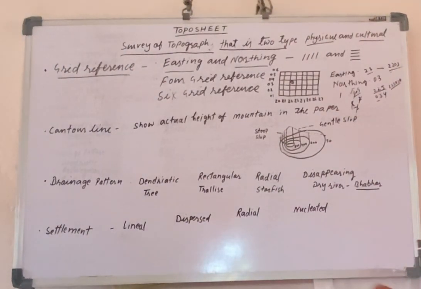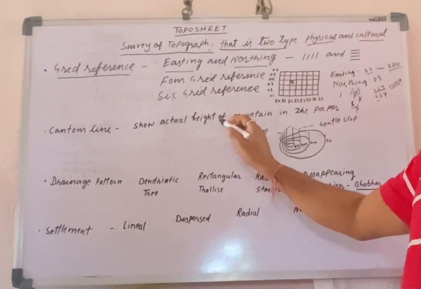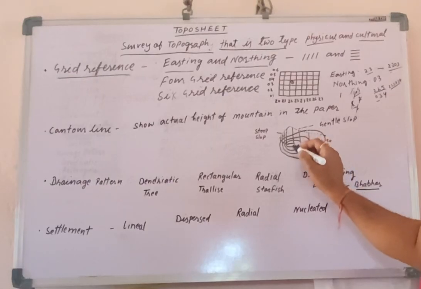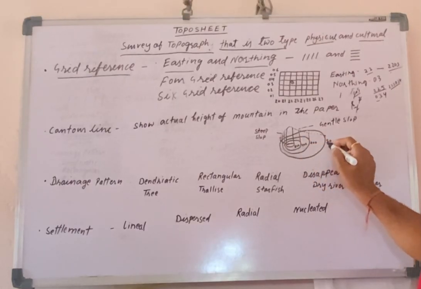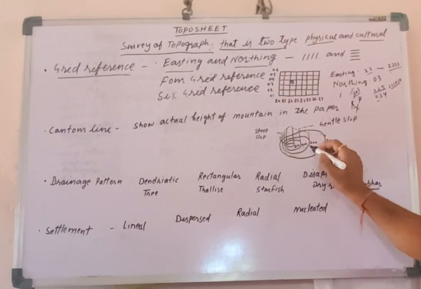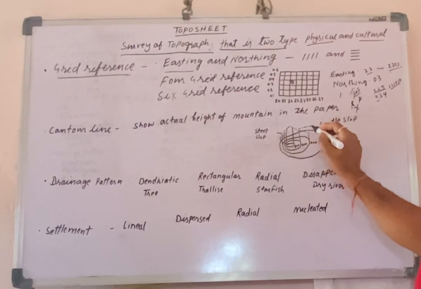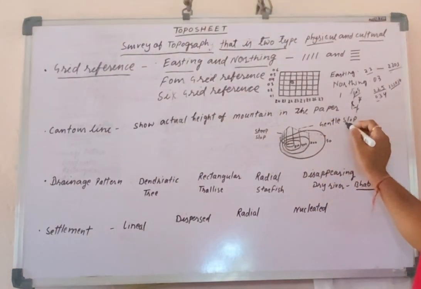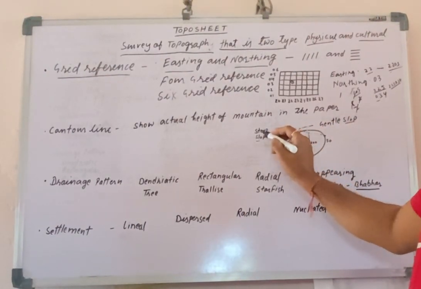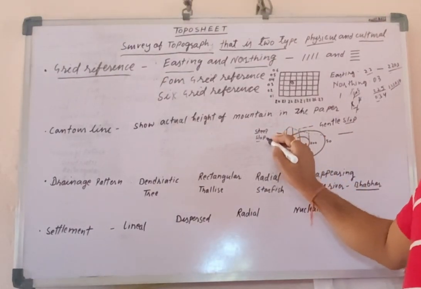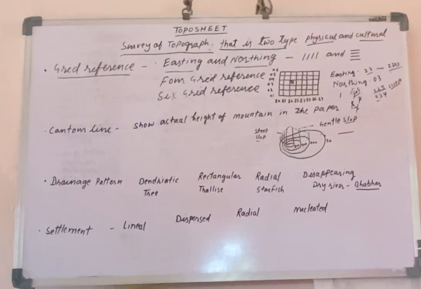Now second is contour line. Contour lines show the actual height of a mountain on paper. You can see the top which is very high and the edge which is very low. These are the contour intervals, where you will see two types of slope: a steep slope and a gentle slope. Gentle slope means a wide slope. Steep slope means a very frequent slope.